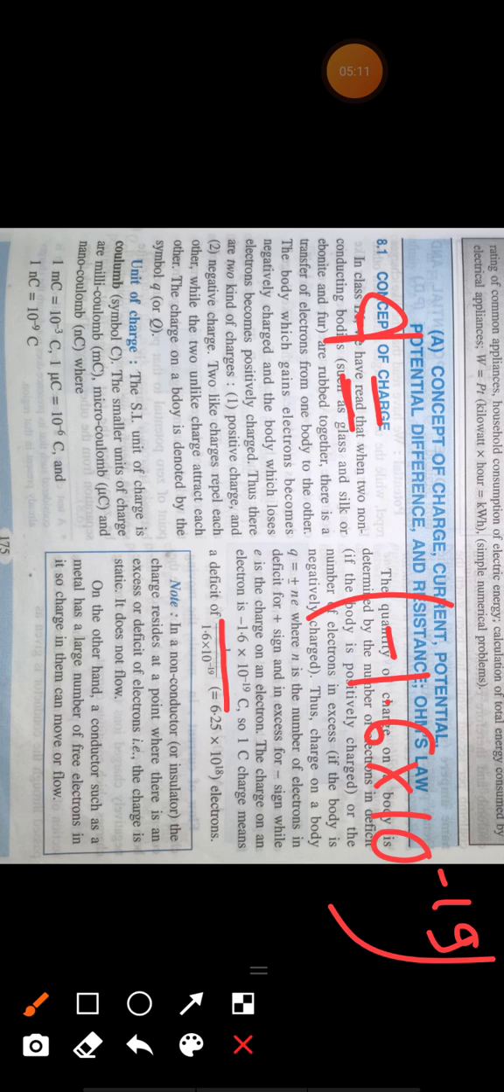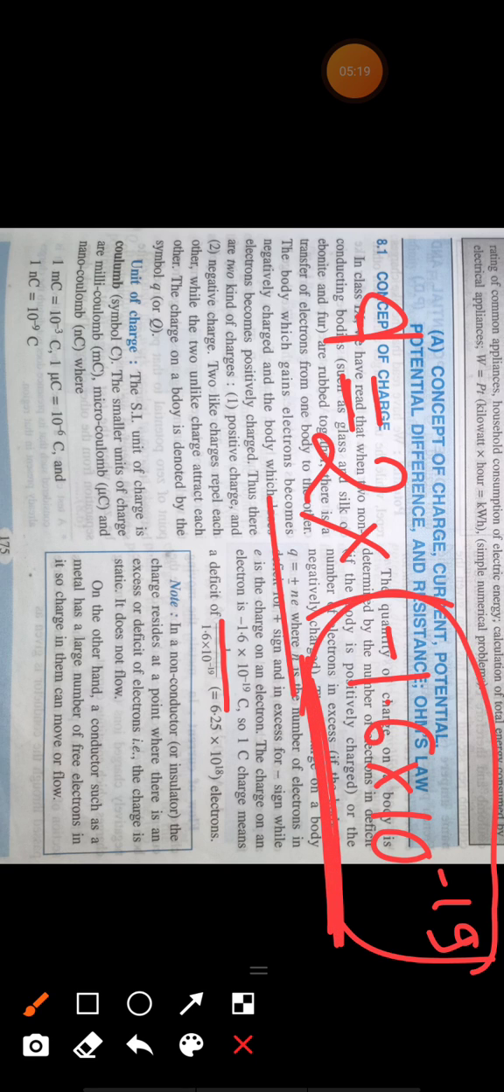Suppose you give 2 electrons to a body, that means you give twice this amount of charge, because 1.6 into 10 to the power minus 19 is the charge of an electron. If you are giving 3 electrons, that means you are giving 3 into 1.6 into 10 to the power minus 19. If you are giving 4 electrons, then it is 4 into minus 1.6 into 10 to the power minus 19. And if you are giving n number of electrons, then it will become n into minus 1.6 into 10 to the power minus 19.